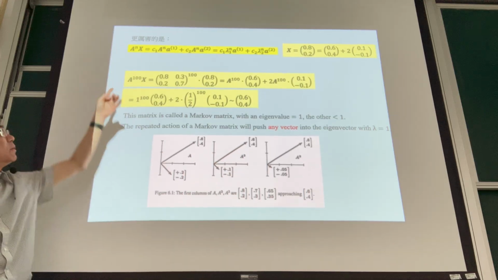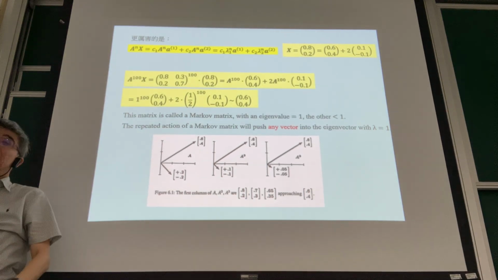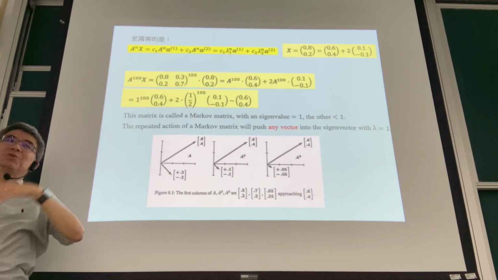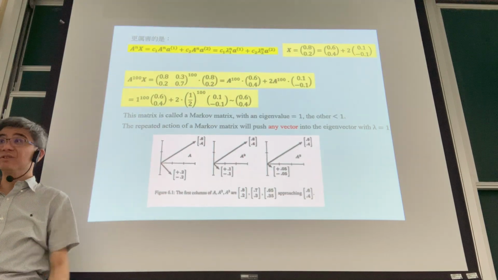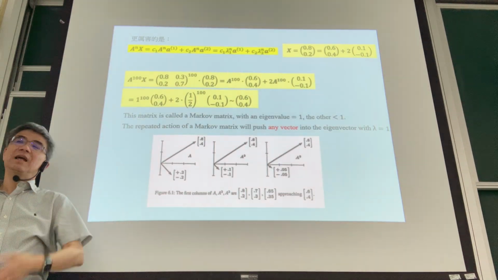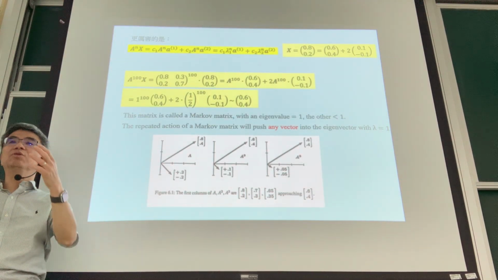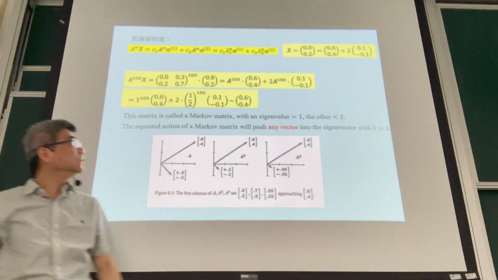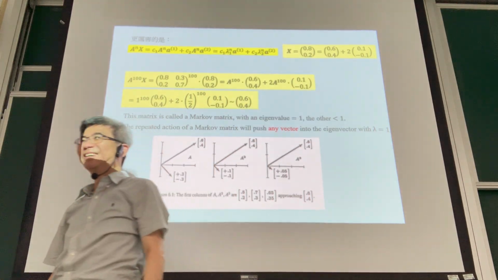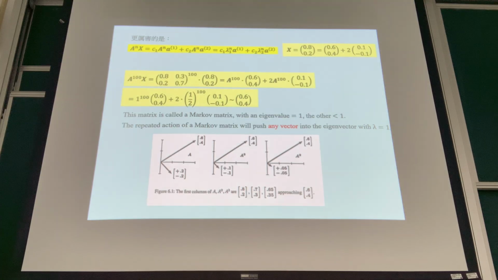It does not just apply to the 100s. It applies to 200. It applies to 300. It applies to 1,000. So I could immediately tell you, A to the 1,000 times anything is equal to 0.6, 0.4.